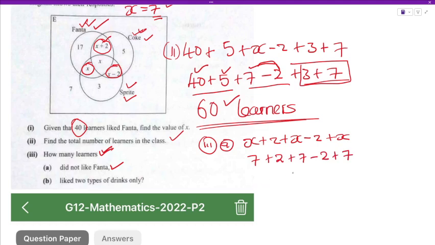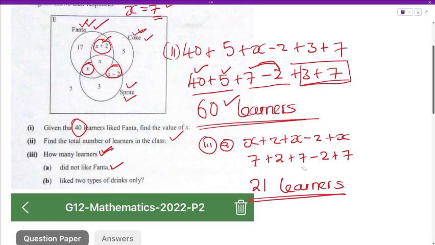Okay, what do you get when you simplify there? So this is going to give us 0, that should be 21. 21 learners. Today my brain is on fire. Okay, if you punch 7 plus, so this will give you 0, right? 2 minus 2 is 0. 7 plus 7 plus 7 is 21. That's how I quickly did that one.